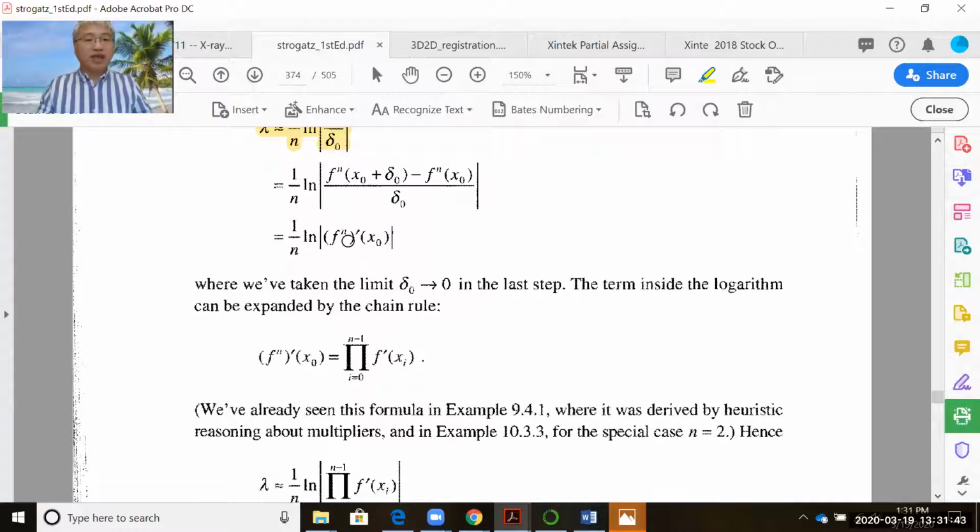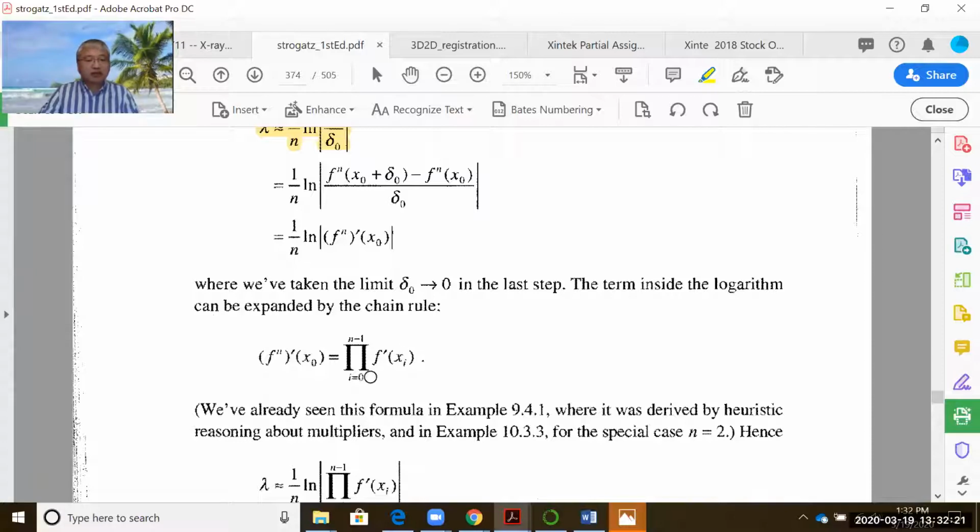So this f^n prime, the nth iteration prime, the derivative, by chain rule, you can rewrite in this fashion, because f^n after all is the nth iteration of a mapping. It's just like what we did with the period doubling case. We get f prime p and f prime q, and it's just n times that.